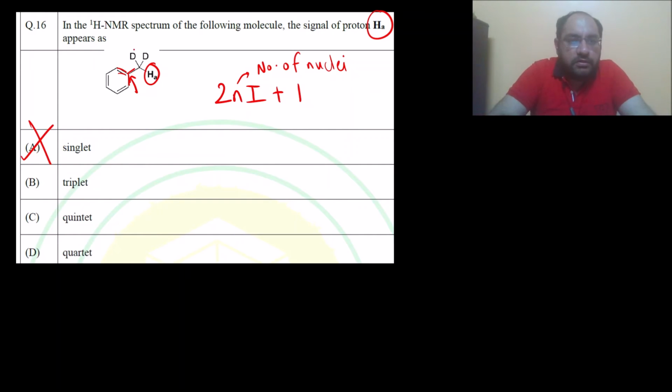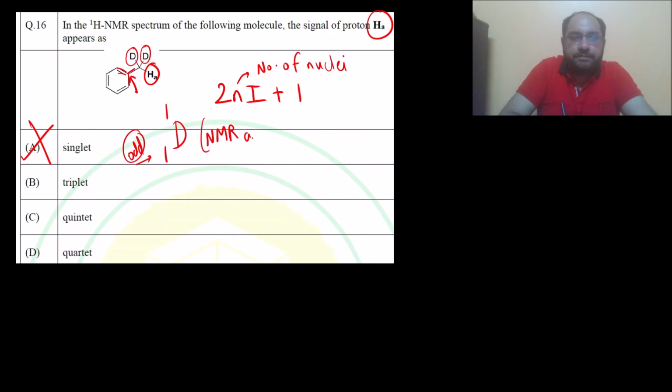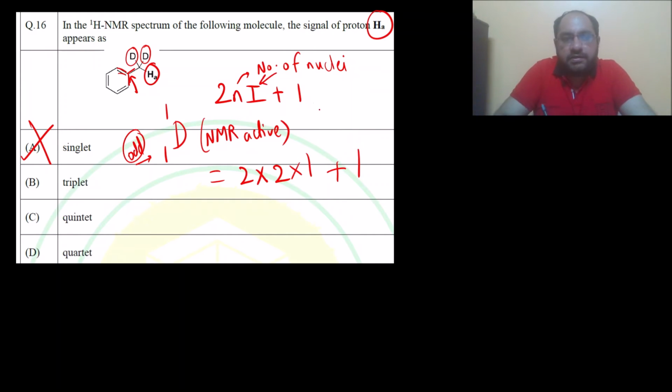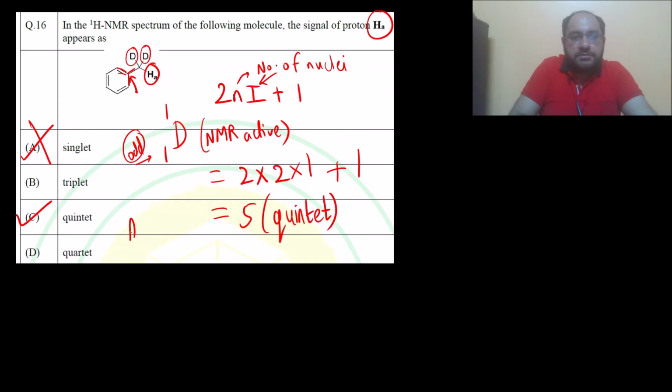Why? Because you must know that deuterium, its atomic mass is 2, atomic number is 1. So this is odd, that means it is NMR active nuclei. So there are how many nuclei? 2 deuterium atoms. 2 into 2 into 1 plus 1. The value of I, that is spin, for deuterium it is 1. So 2 into 4 plus 1 is 5, that is going to be a quintet. So the correct answer is option C.